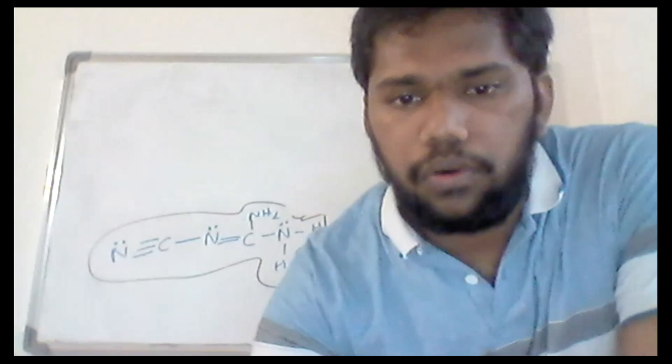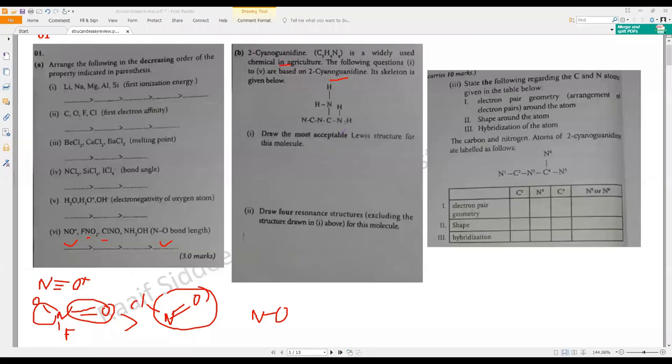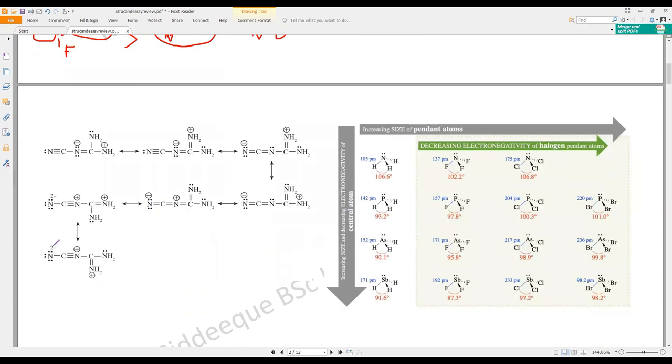So I will share the screen here now. Okay, so this is done. So we have the most accepted Lewis structure. Then you need to do resonance structures. I'm not going to spend much time here. So these are different ways. You can see how many resonance structures you can draw. Not 4, 7.